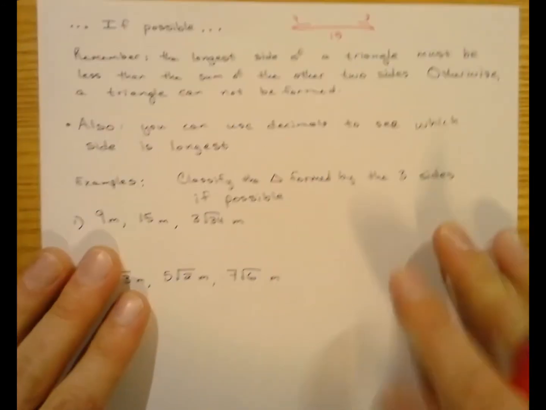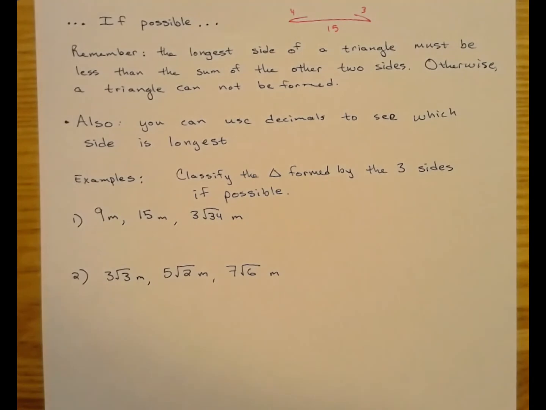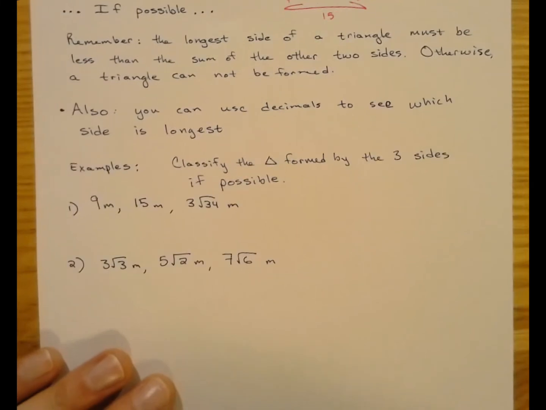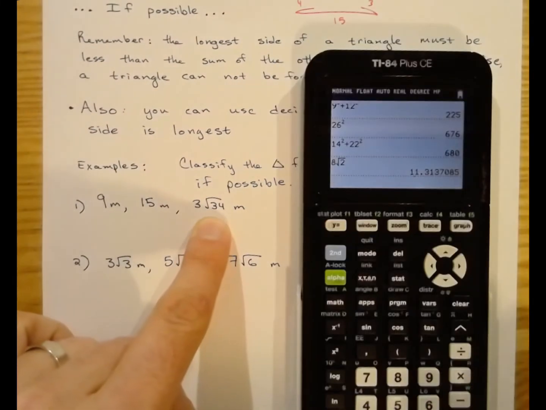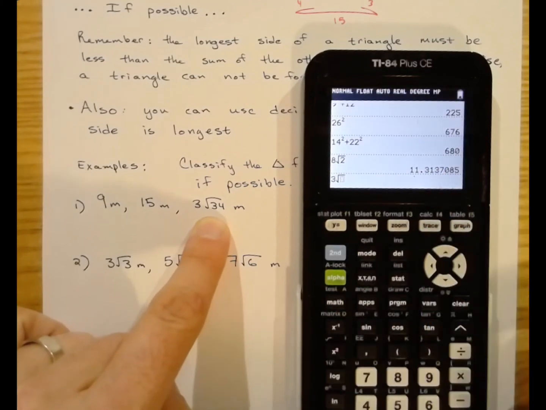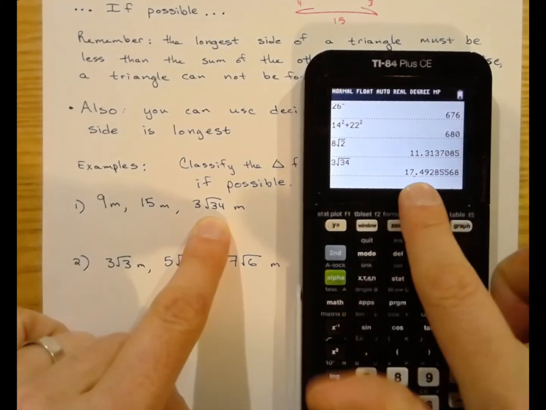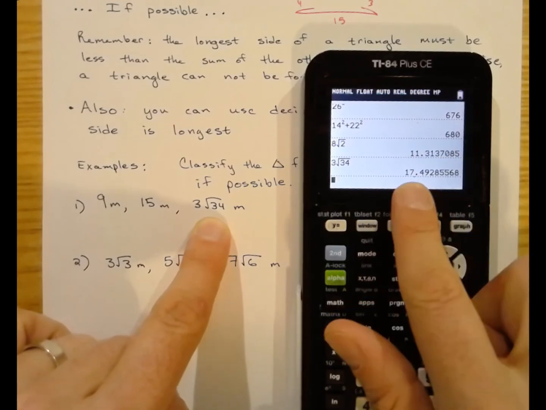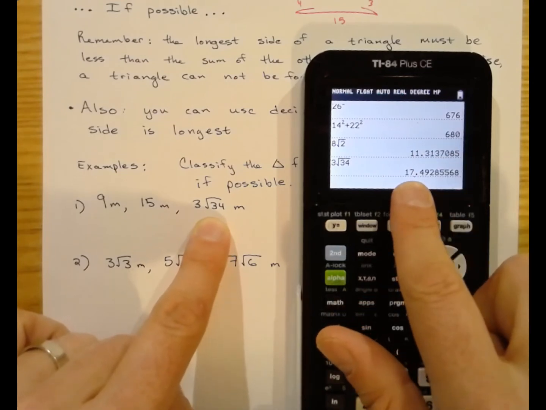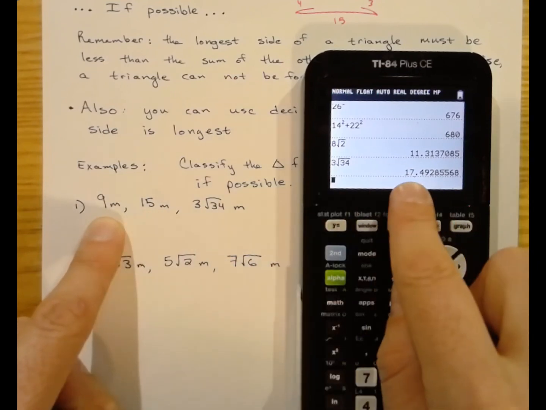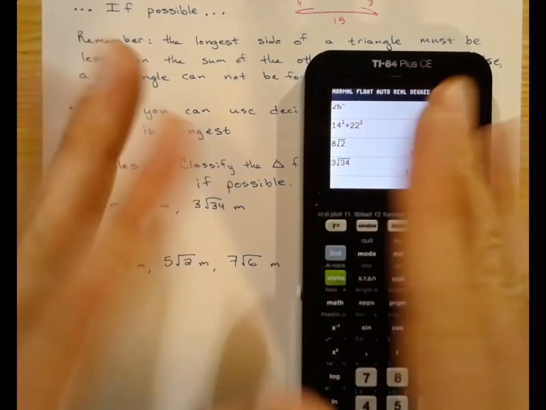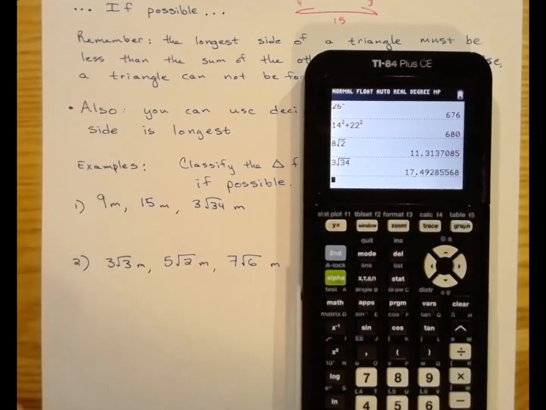And then I just mentioned this a moment ago. If you have some radicals and you're not sure, maybe you should enter it into your calculator real quick. I don't remember how long 3 root 34 is, so I'll just enter that in my calculator real quick. Okay, so that's 17. That's good news. This is a triangle because 9 plus 15 is 24. That's bigger than 17.5-ish.